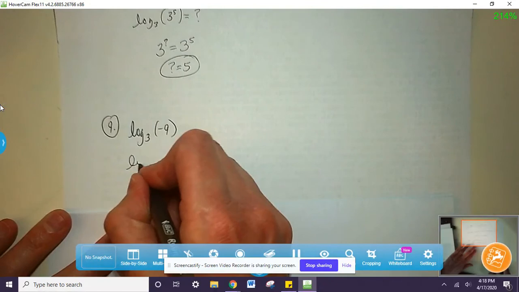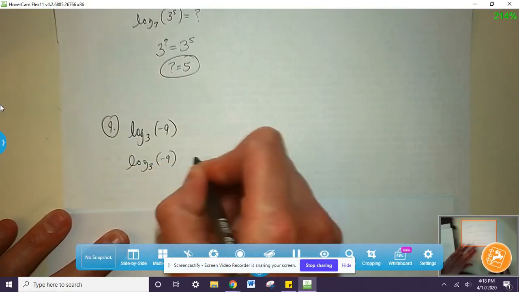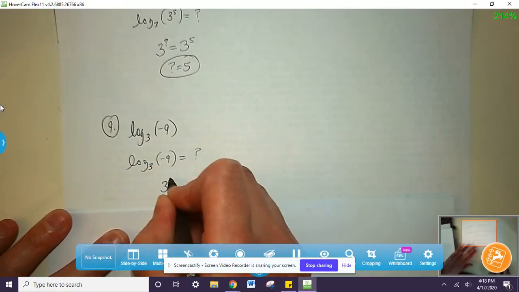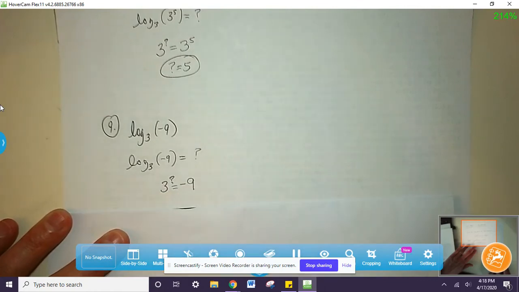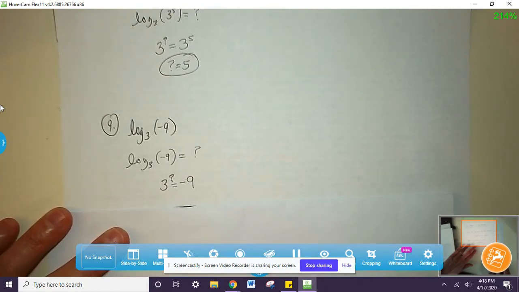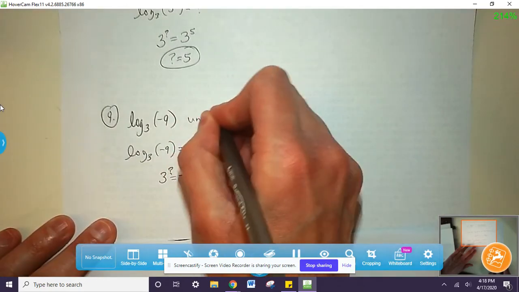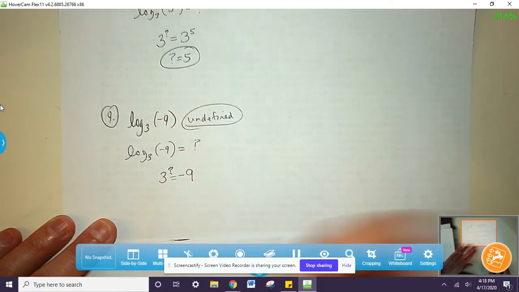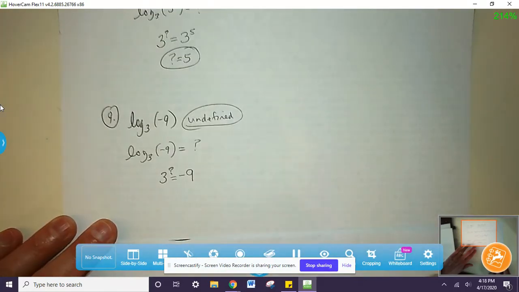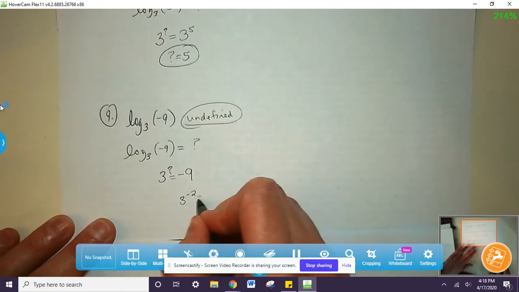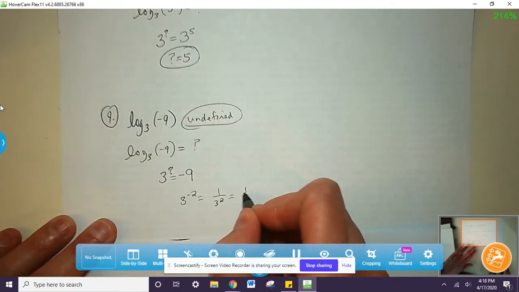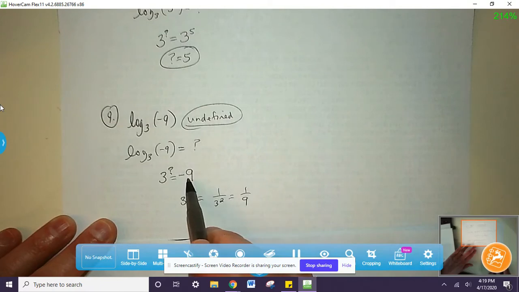So if we want to evaluate log base 3 of negative 9, we're asking ourselves 3 to what power gives me negative 9. See if you can answer that. And again, I'm sorry, kind of a trick question. You can't do this one. Undefined, no answer, no solution, you can't do it. If you're thinking negative 2, that doesn't work because that would end up being 1 over 9, not negative 9. There's no way to take a positive base and raise it to a power and get a negative. And once again, I can justify that in 2 ways for you.